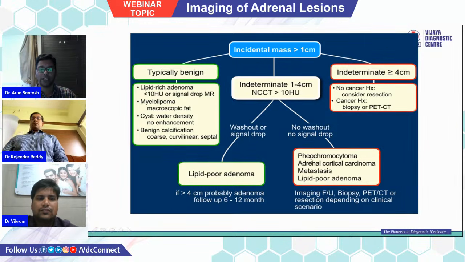And if there is no washout, then we will think of pheochromocytoma, carcinomas, metastasis, and everything. If the imaging is indeterminate and the mass is more than 4 centimeters, with no history of primary malignancy, then consider resection. And if there is a history of malignancy, then biopsy or PET CT.